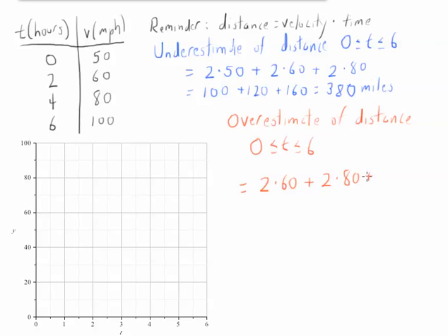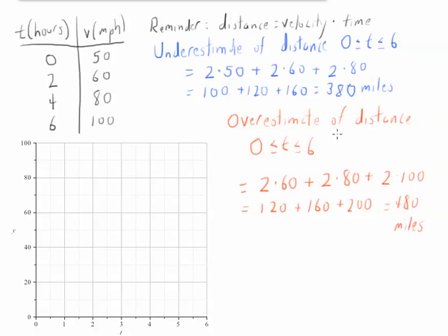So that's 2 times 80. Plus, again, on the last interval, between 4 and 6, I'll choose the faster speed. So that's 2 times 100. So that's 120 plus 160 plus 200. That's 480 miles.